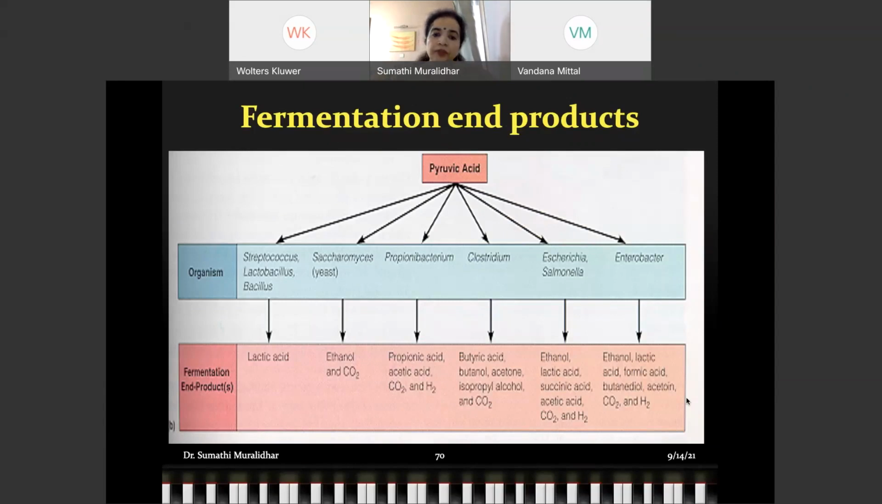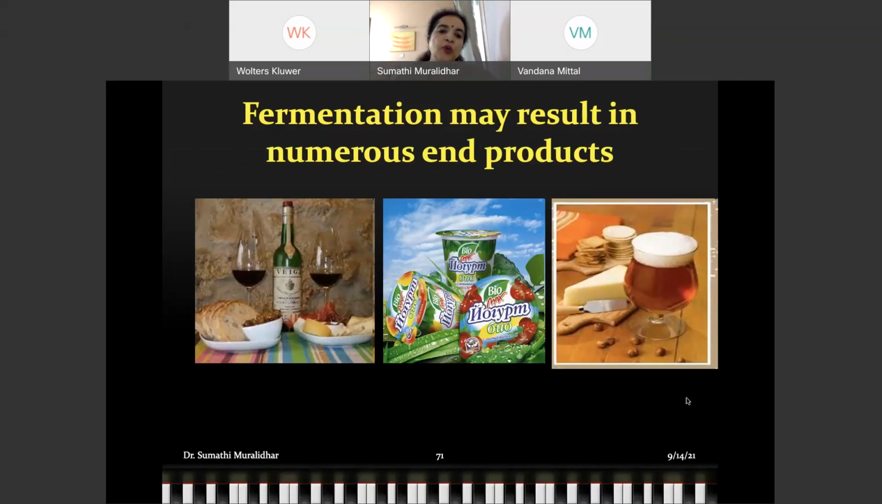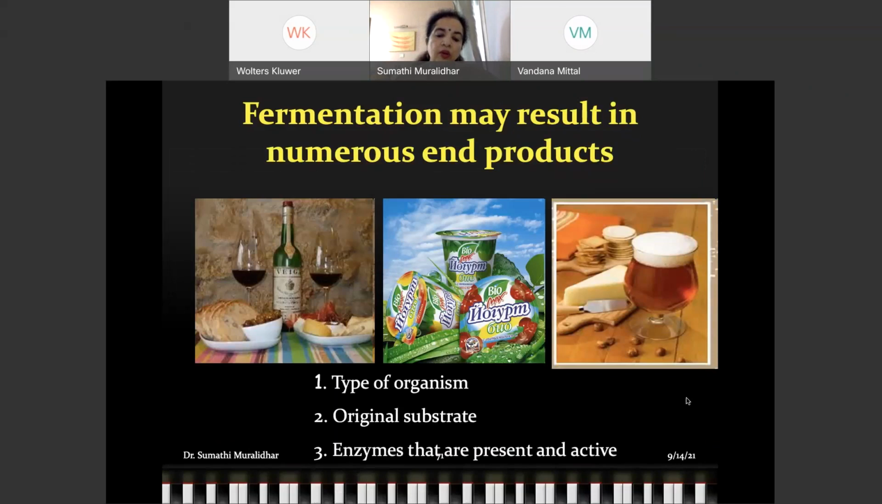So why is this important? Apart from bacteria being causative organisms of various diseases in humans, please remember, they are not all bad. They are also useful in many ways, because depending on the type of organism and the substrate that is used and the enzymes that are present in them, you can get a whole lot of fermentation end products like alcohol, then your yogurt or curd and cheese. So all these that we enjoy are as a result of bacterial fermentation.